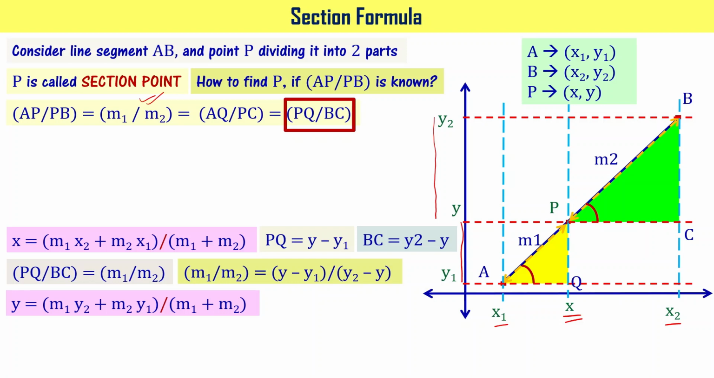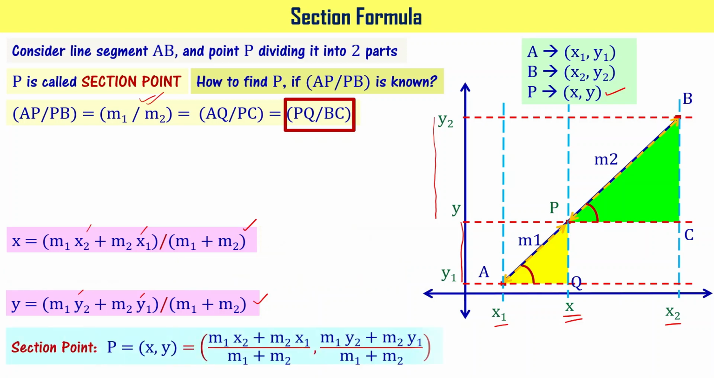If you observe, these two equations are more or less similar. Where you have x2, I have y2. Where I have x1, I have y1, right? And we know that P is the section point, that is denoted using x comma y. You see here, P is x comma y. Now I can write section point P equal to x comma y equal to m1 x2 plus m2 x1 divided by m1 plus m2, comma, m1 y2 plus m2 y1 divided by m1 plus m2, right? Please note this particular formula. You will be solving some problems based on this formula.